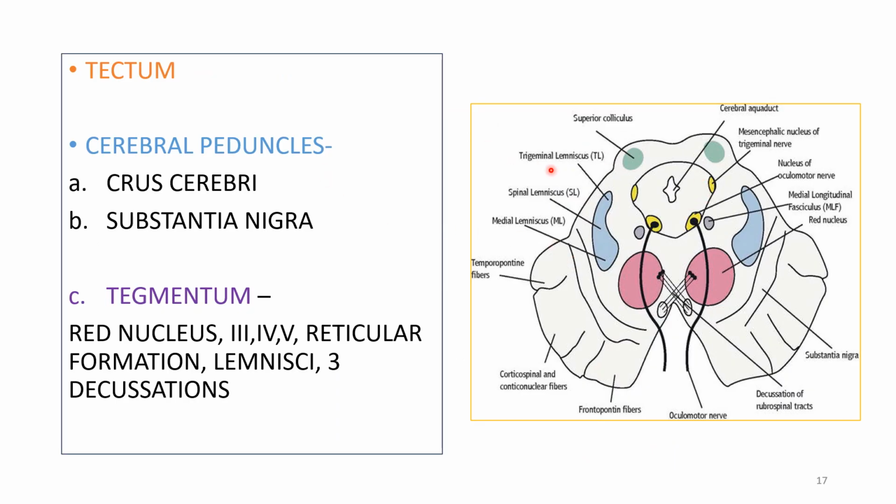Here you can see parts of the midbrain as tectum, cerebral peduncles and tegmentum. So it is the tectum, it is the cerebral peduncle and it is the tegmentum. The cerebral peduncles consist of substantia nigra and crus cerebri. The tegmentum consists of the red nucleus, reticular formation, cranial nerves 3, 4 and 5, and 3 decussations.